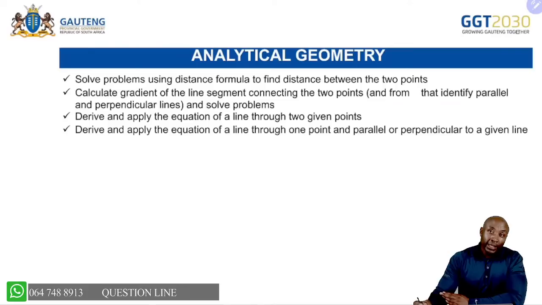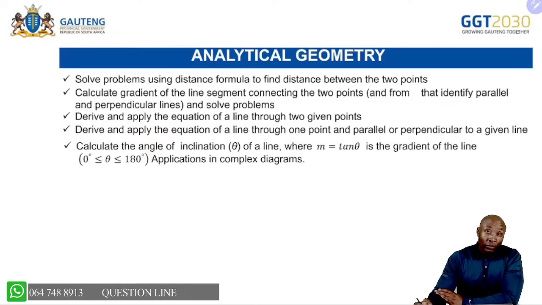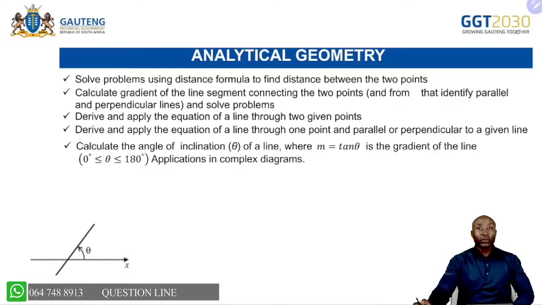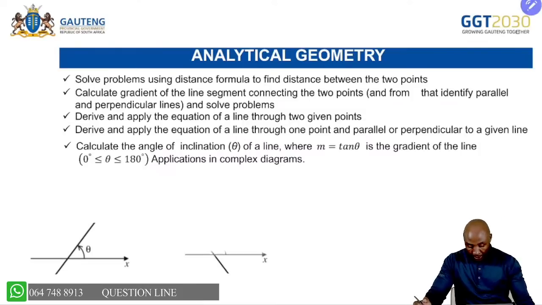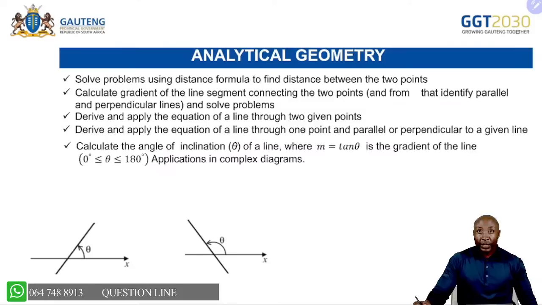Remember, gradient of parallel lines is the same, and once you are given the gradient of one line, you are able to find the equation of the line which is parallel to it passing through a particular point. Remember that. We should be able to calculate our angle of inclination using tan theta is equal to m. Remember, the angle of inclination is what a line makes with the positive x-axis, and our angle of inclination can either be acute or obtuse. You are able to see that one there. The diagram helps you to see.